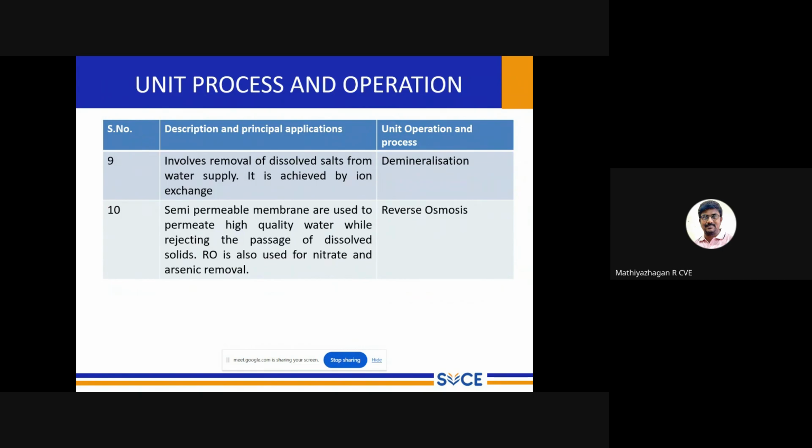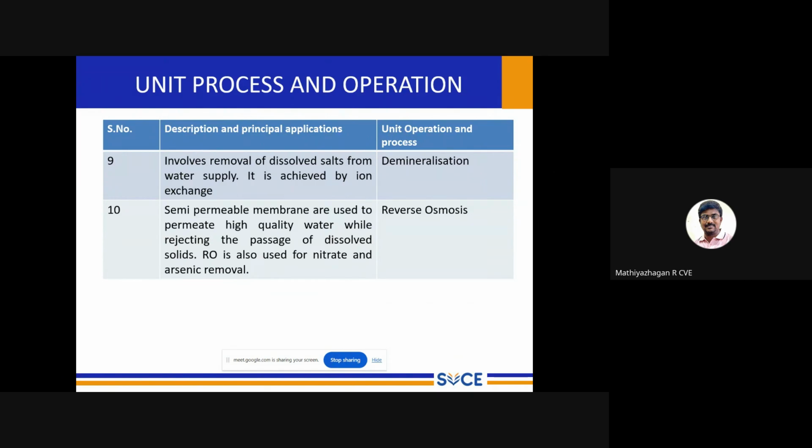Then suppose we need water of higher quality, or industrial feed water, or RO treated water. I have to reduce the TDS also, the dissolved solids content. For that, a lot of methods are available. I have given here two methods: demineralization, where anion and cation exchange filter beds are used to exchange the various kinds of salts or hardness.